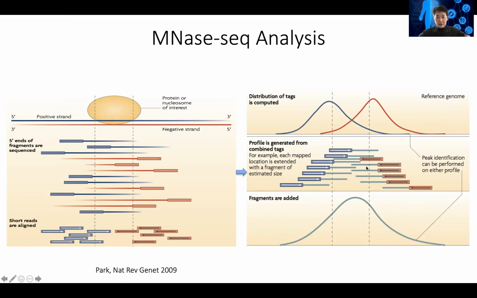And if you shift the sequence to the middle, that will give you a peak shape. And here we know roughly how much to shift because the nucleosome is 146, so you only shift about half of this, 73 nucleotides. Then you will see the nucleosome positions in the genome.